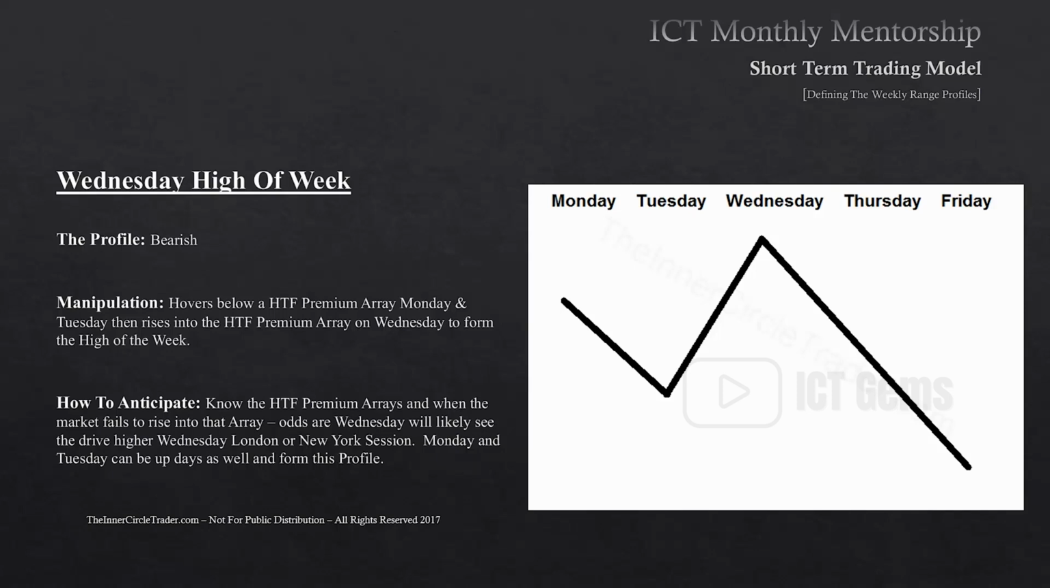Monday and Tuesday can be up days as well to form this profile. Just like we mentioned for Wednesday low of week, the London Open high on Wednesday can be run out on Wednesday's New York session and still create the high of the week. So have that in your notes.